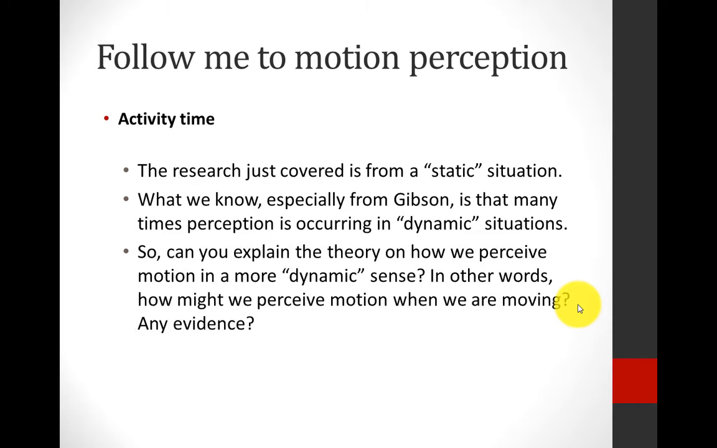So what I'd like for you to do, and you can email this to me, it's not a bad thing for either class to email this to me, of course, because it is one of your essays, hint, hint. Can you explain the theory on how we perceive motion in a more dynamic sense? So in other words, how might we perceive motion when we are moving? And if you answer that with that particular theoretical perspective, make sure that you can discuss the evidence that seems to support that theory.